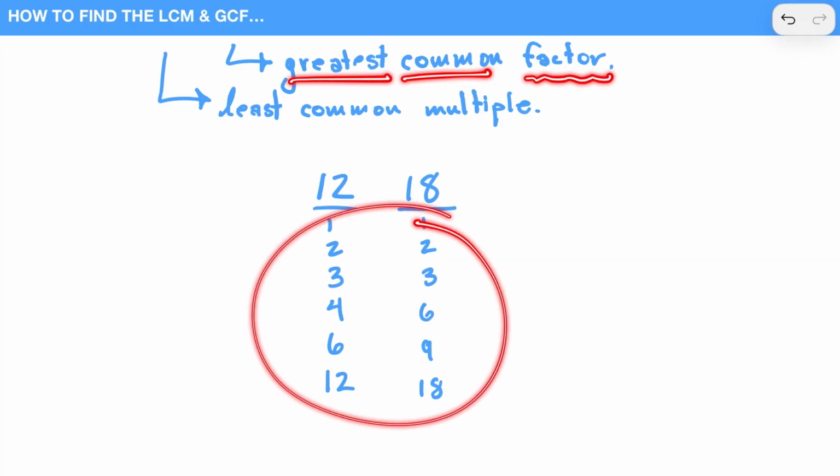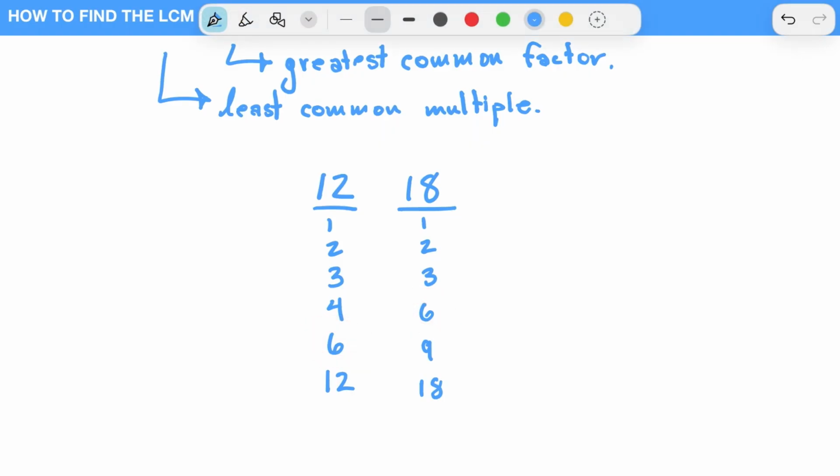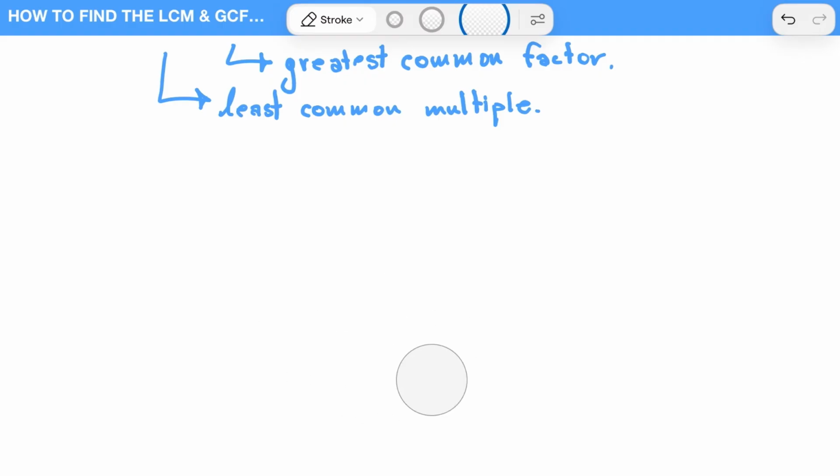Now, we are talking about the greatest common factor. We have all of the factors. Now we need to find the greatest common one that they share. That's what common is. What do they have in common? Well, they have 1 in common, they have 2 in common, they have 3 in common, and they have 6 in common. But it's the greatest common factor. So our answer in this case is going to be 6. Now that's one way that you could find the greatest common factor.